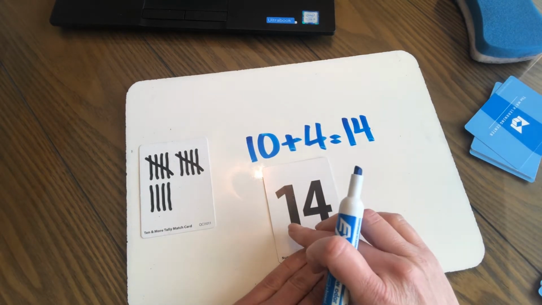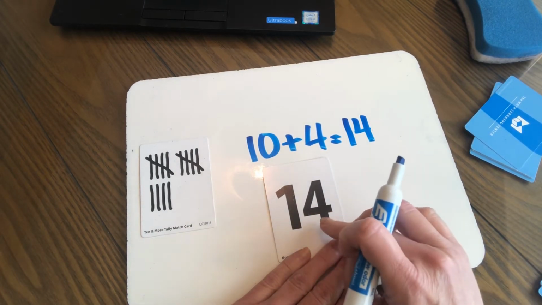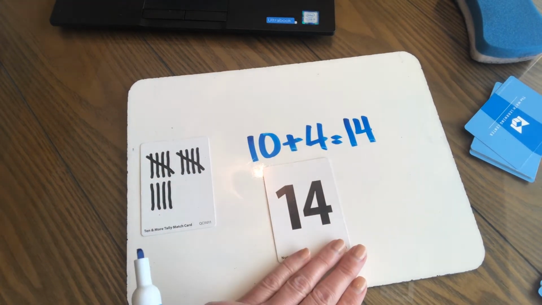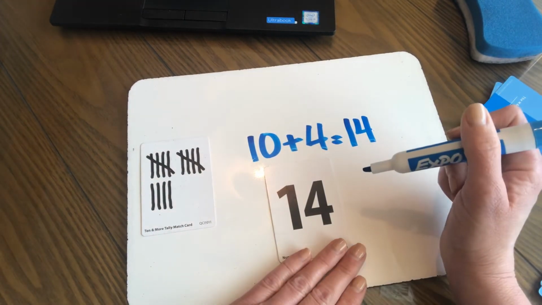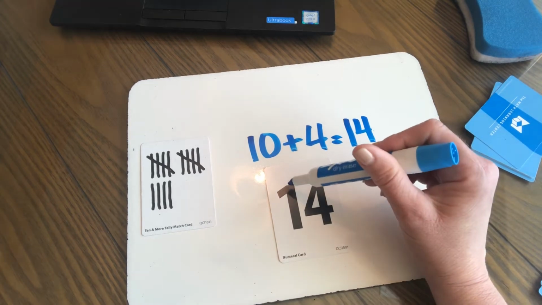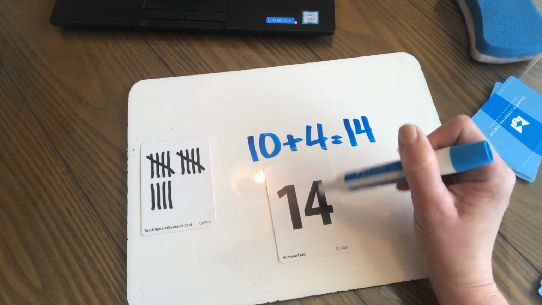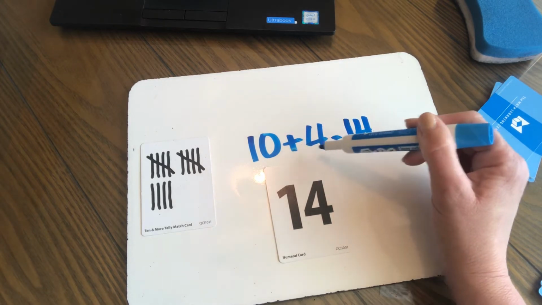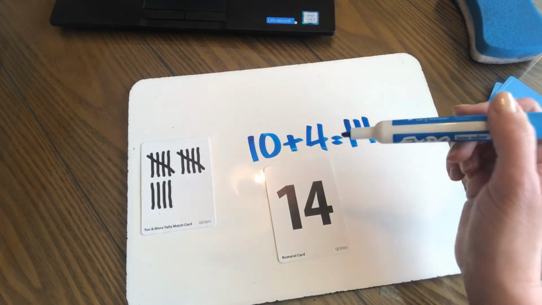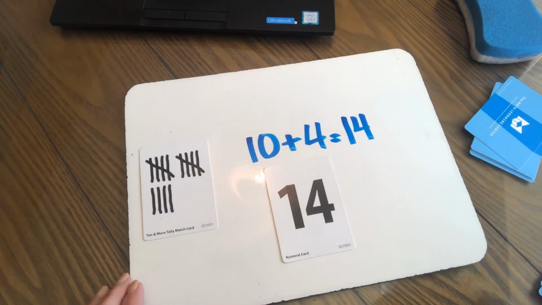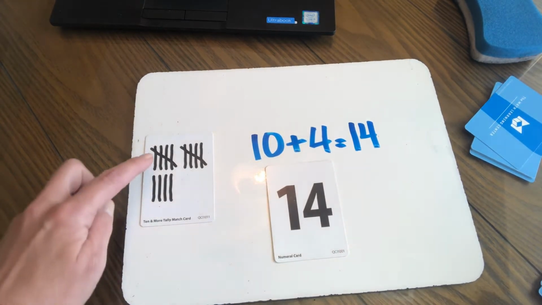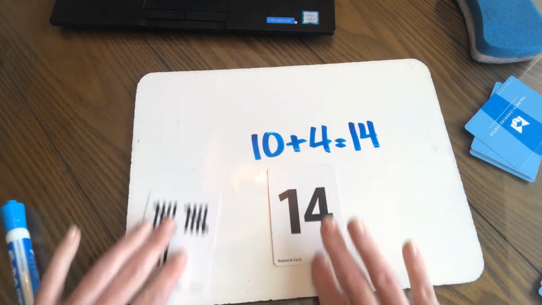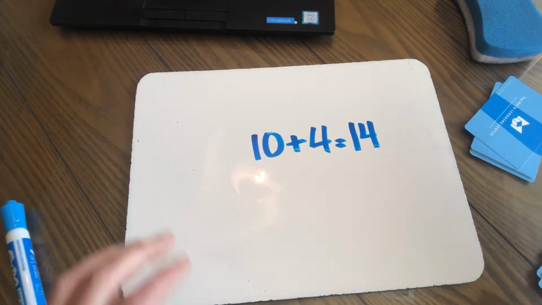14 is made of a 10 and 4 ones. A group of 10 and 4 more. So I can represent 14 with a 1 in the tens place and a 4 in the ones place. I can represent 10 plus 4 equals 14. I can also represent them with tallies. You guys are so good at this. All right, let's try another one.